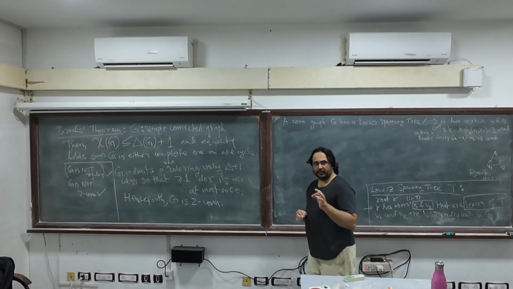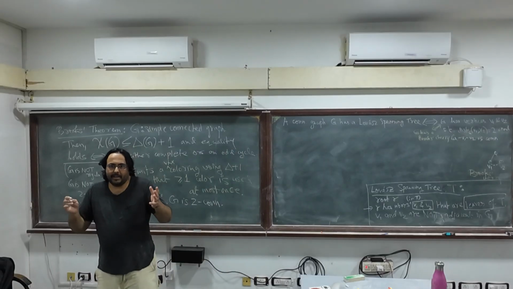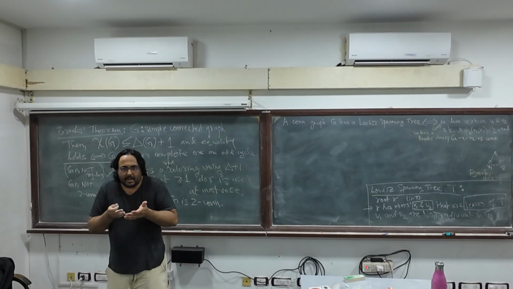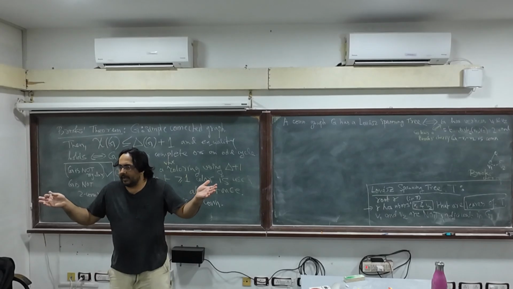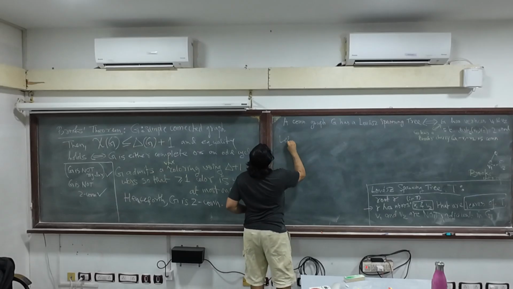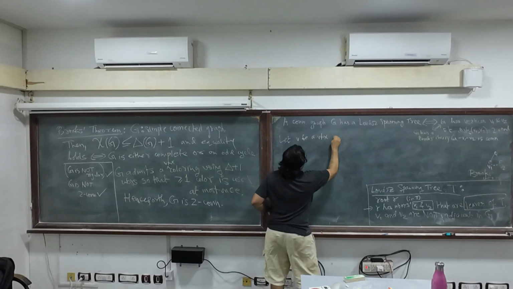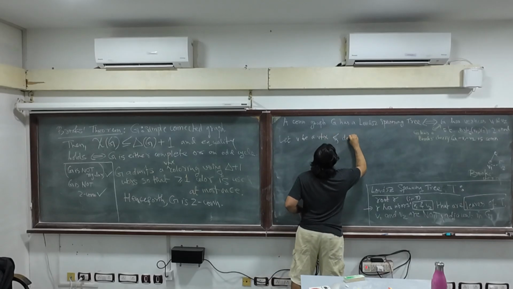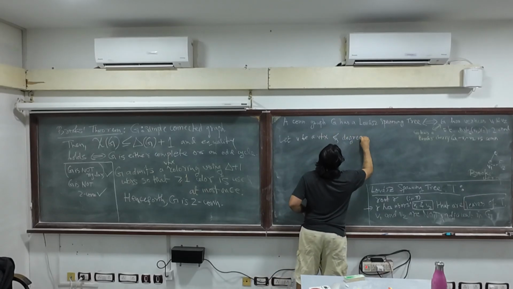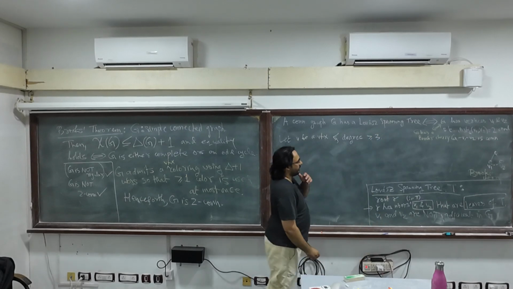Let's consider a vertex of degree at least 3. If everybody has degree 1 or 2, then the graph is a path or a cycle. There's nothing to be done. So let's consider, let V be a vertex of degree at least 3.